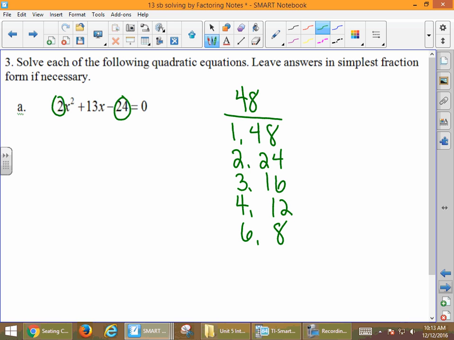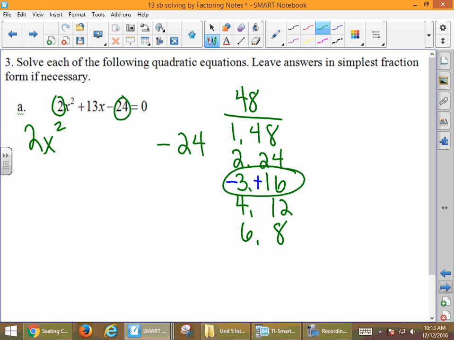Really? 3 and 16. Jordan, do you know what the signs are going to be on these? Negative 3 plus 16. So when we come over here, we'll write down 2x squared. And we'll write down the 24.